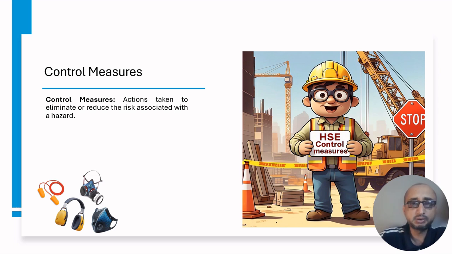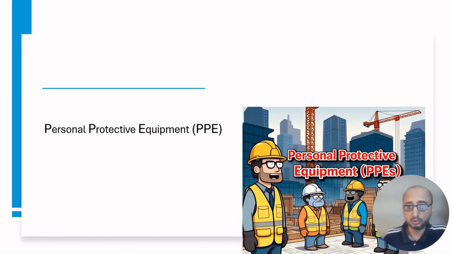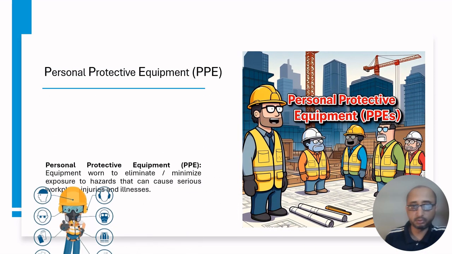For the chemical hazard, we provided the mask. For the slip hazard, we blocked the area and we put the signage. And for the mechanical hazards of the equipment and machinery, we install the physical guards to make sure that our workers are protected. So these are called the control measures. So now the next topic is personal protective equipment.